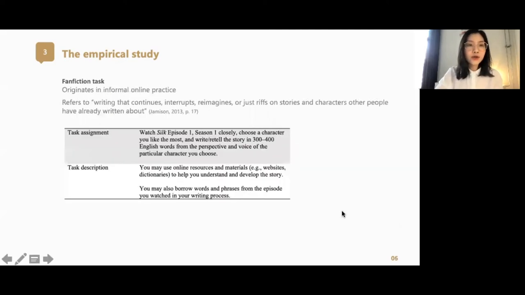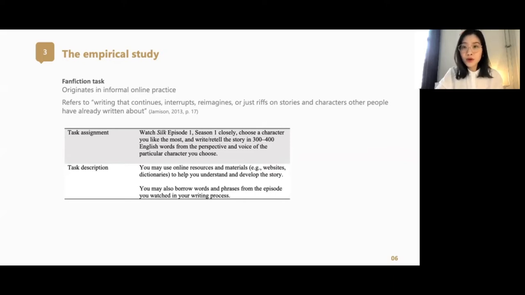The task used in this study originates in informal online practice, a fanfiction task. Fanfiction is a type of writing that continues, interrupts, reimagines stories and characters that have already been written about or created by other people. Here is an example of the writing prompt we provided to our participants.